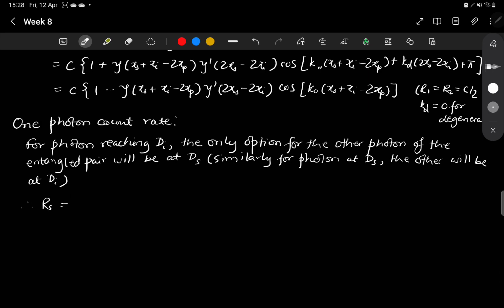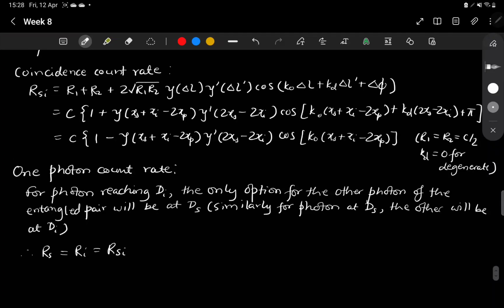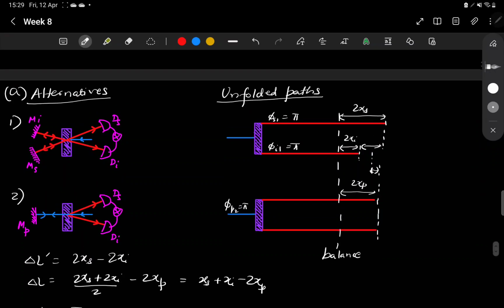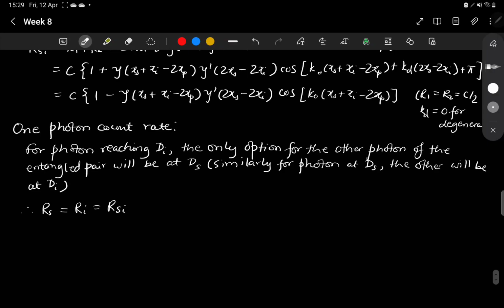So the single photon count rates Rs is equal to Ri, which is Rsi. So in this case, you can see the 2 photon count rate is the same as 1 photon count rate. So you will see the 2 photon effect in the 1 photon as well. So even if you do not perform the coincidence, even if you look at only one of the detectors, you will be able to see the coincidence profile. So that's the speciality of this particular setup, that you can see the 2 photon effects in the 1 photon itself.